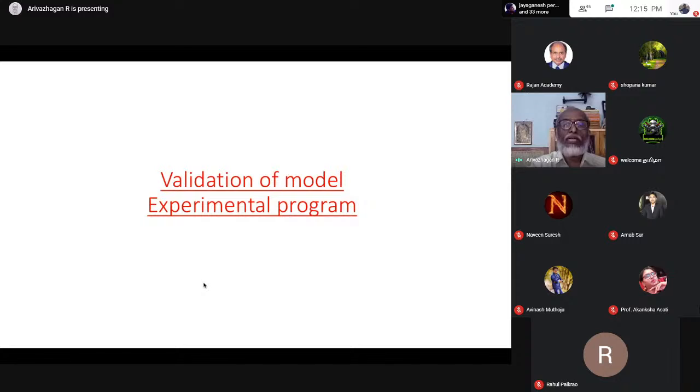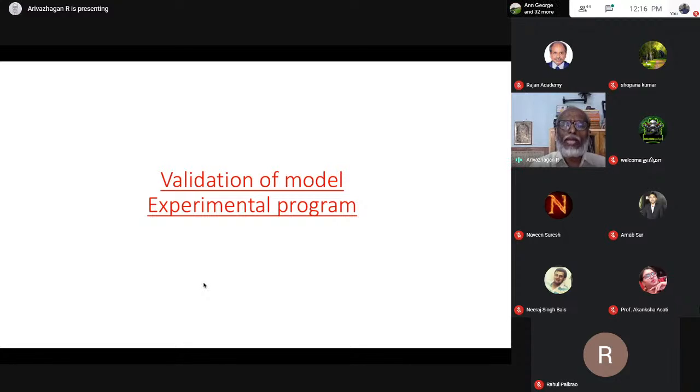The next one, validation of the model, the experimental program. At this stage, we have formulated the model. From that model, we have framed the equations, mathematical linear differential equations. That equation contains 6 parameters. For these parameters, we can use the MATLAB software and Runge-Kutta 4th order numerical method. We can find out the values of the parameters.